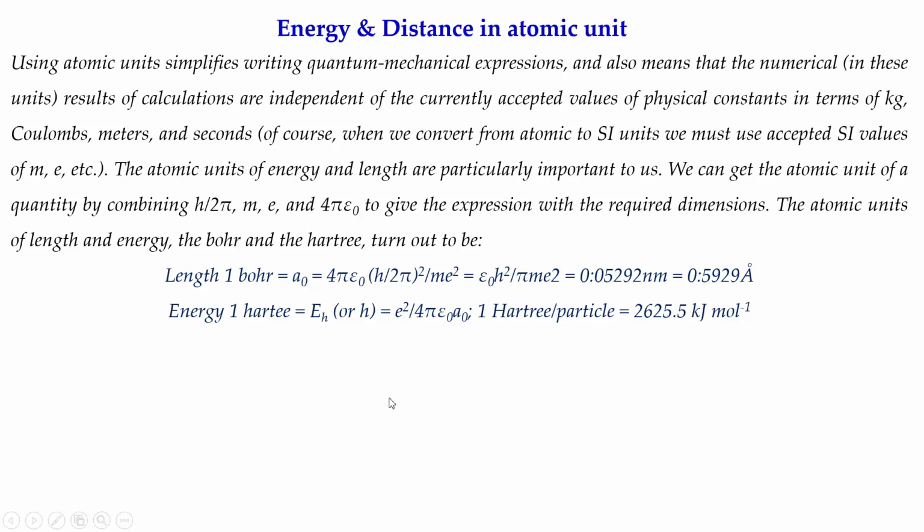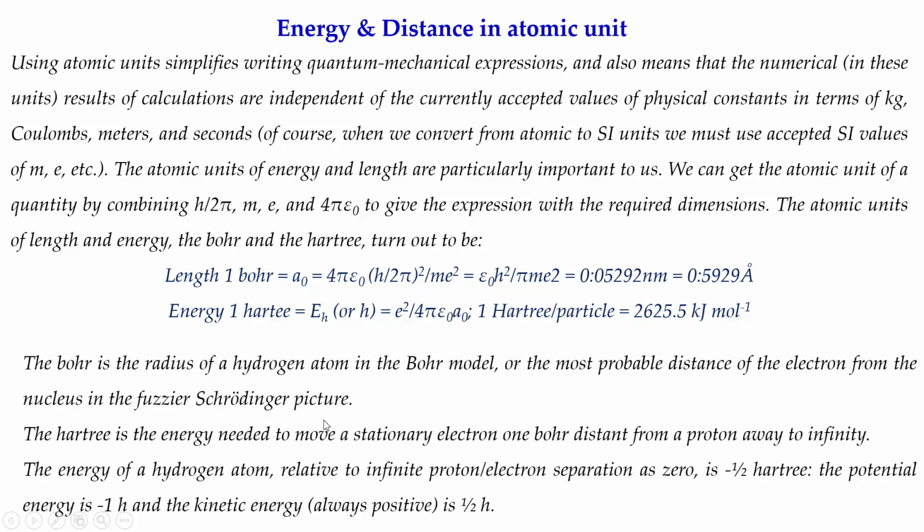So if you want to compare, because this is a very high value unit, you have to convert this energy unit to kilojoules for our discussion. Okay, so as written here, 1 Hartree per particle is equal to 2625.5 kilojoule per mole, so you can see that this is a very big value.